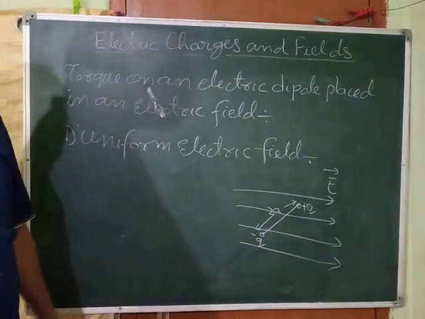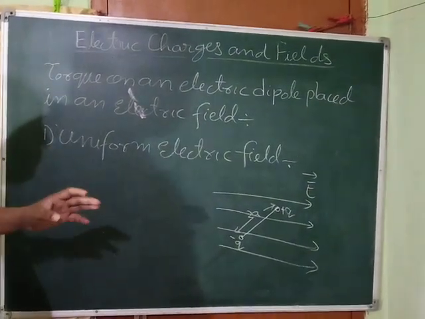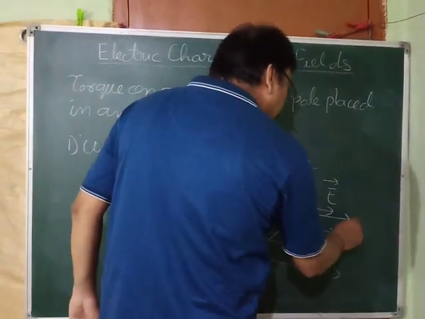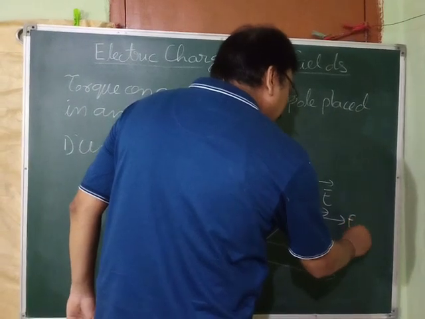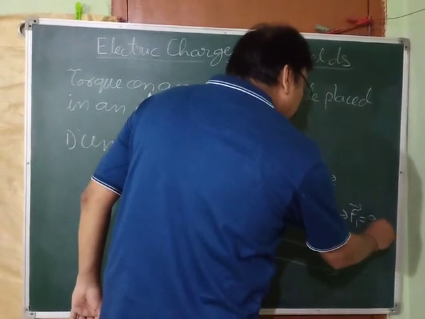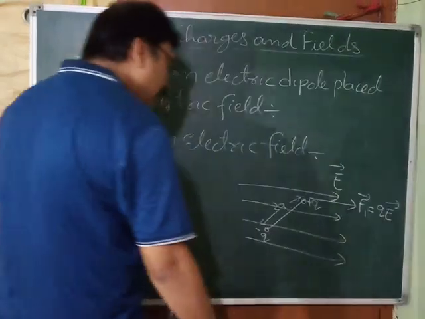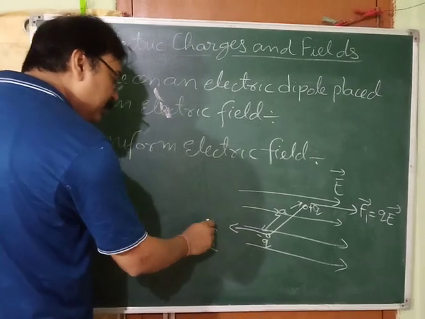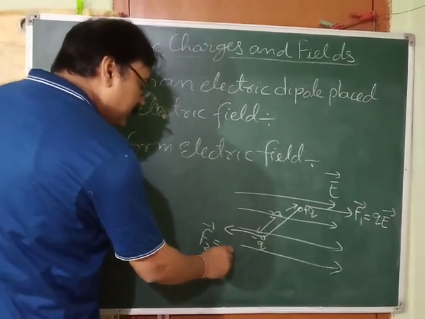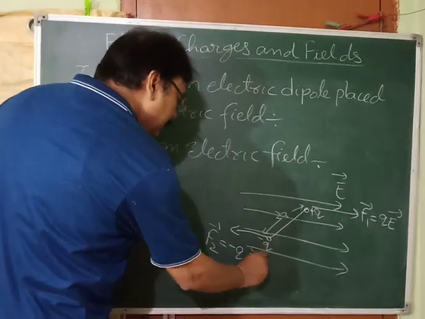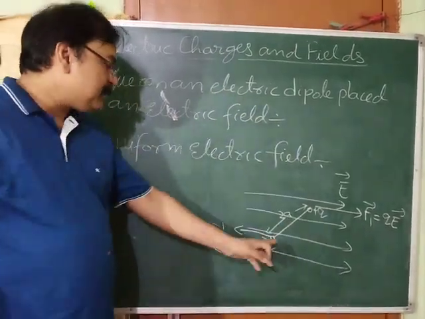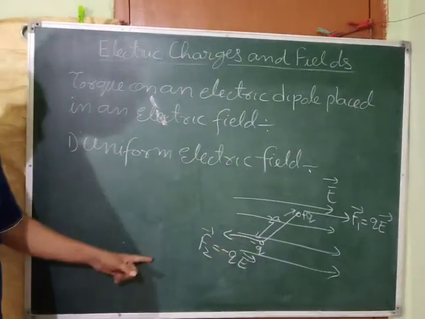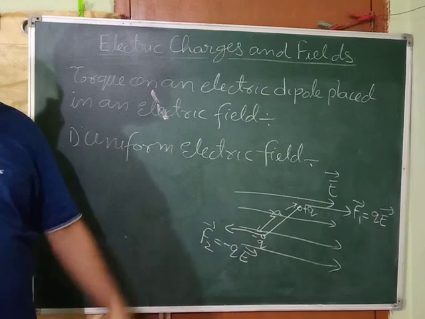What forces will be acting on it? The force that acts on it is F equals QE. This charge is positive, so the force will be acting along the direction of the field. Let it be F1. F1 is equal to QE. Now let this force be F2. Why am I drawing it in this direction? Because F is equal to minus QE, and minus means the direction will be opposite. So the force acting on the negative charge will be in this direction, and on the positive charge in that direction.